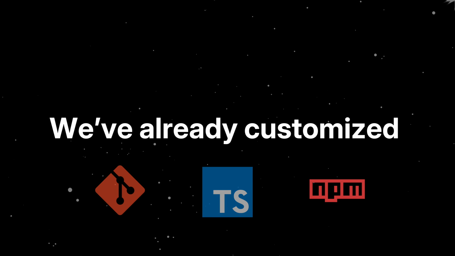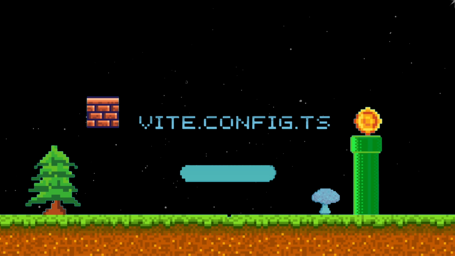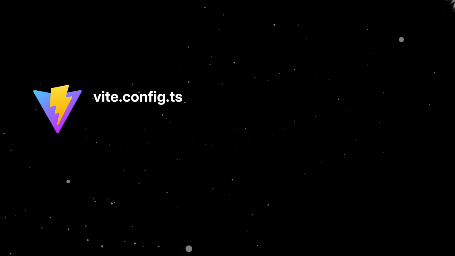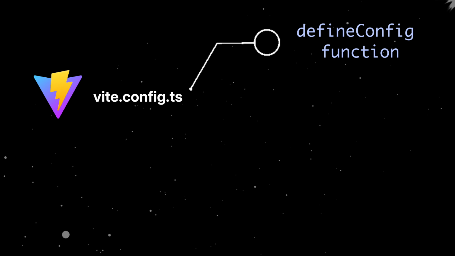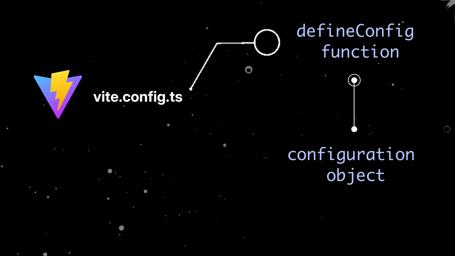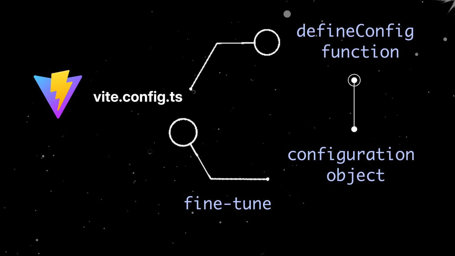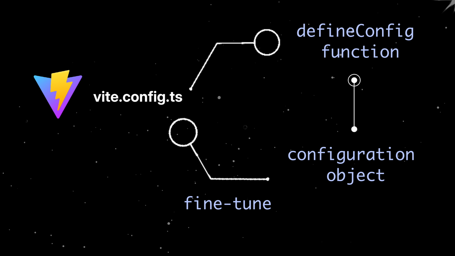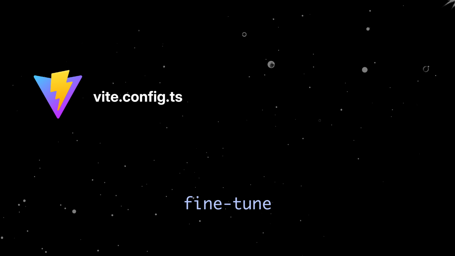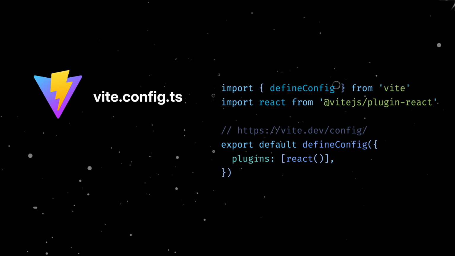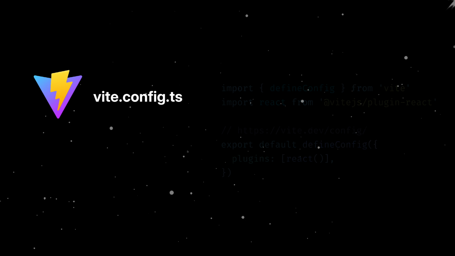We've already customized Git, TypeScript, and npm, but what about our engine, Vite? That's where the vite.config.ts file enters the game. The file simply exports a defineConfig function, which receives a configuration object we can use to fine-tune how Vite operates. Since Vite works with most modern frameworks, we need to pass it the React SWC plugin to ensure the build process is compatible with React.